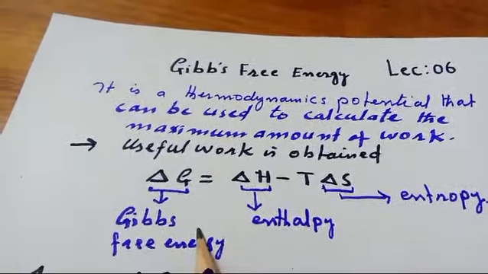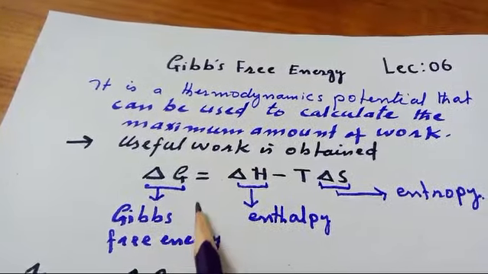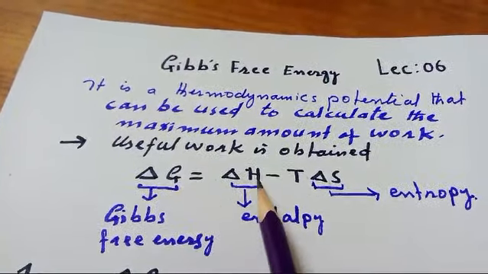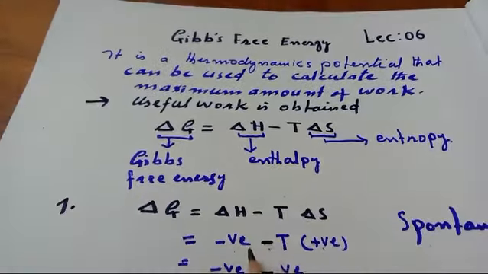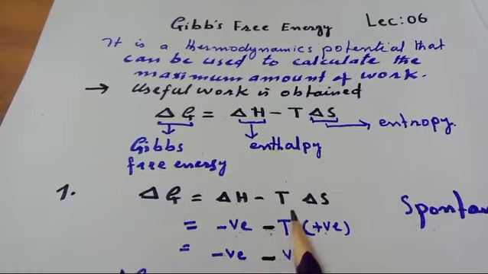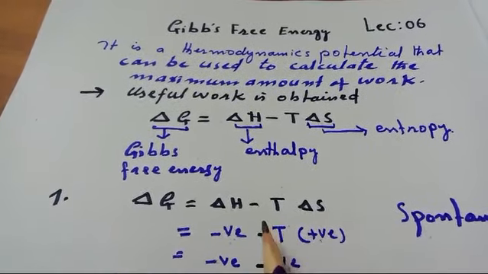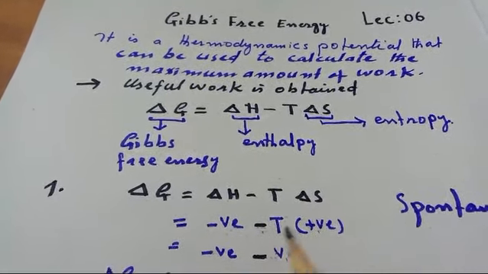So the general formula for calculating the Gibbs free energy is delta G is equal to delta H minus T delta S. Now there are different conditions, different criteria, that decide whether the reaction is spontaneous or non-spontaneous.